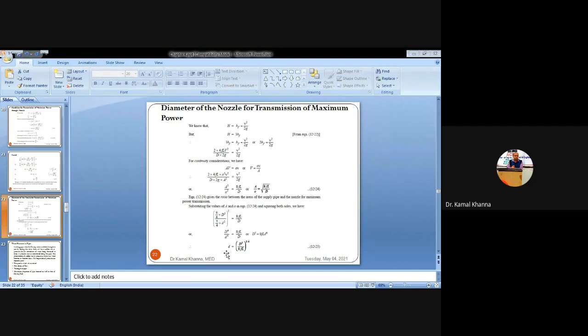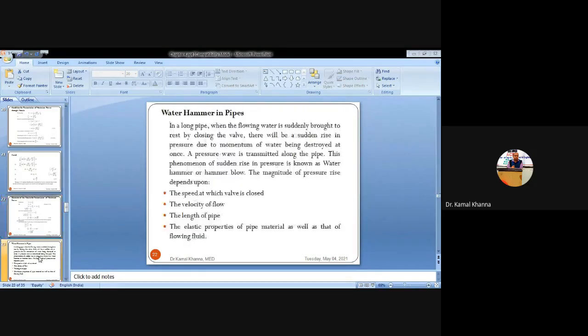Next we have water hammer in pipes. We will do this topic in our next class.